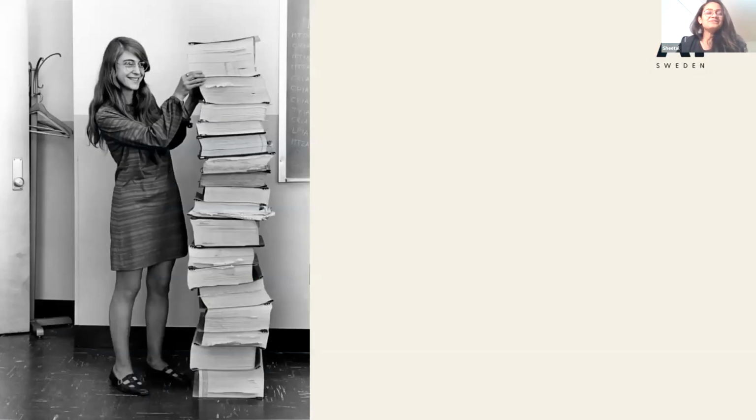So a little motivation before I dive into the topic. This is a very famous picture. I hope everyone has seen this picture before. It's a picture of Margaret Hamilton, who headed the software team of the Apollo mission. And right beside her is a stack of code. It's supposed to be code that she has written for the mission.